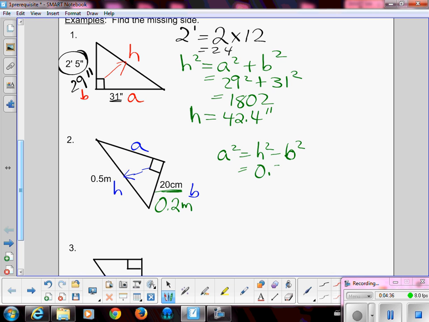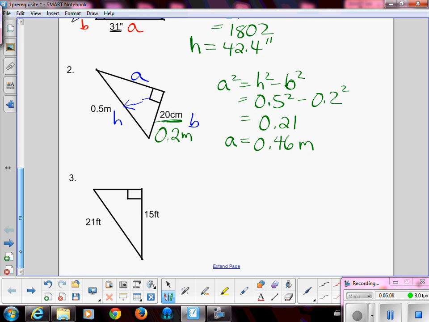A squared this time equals H squared minus B squared. Substituting our information in, notice that the 0.5 is larger than the 0.2. Again, we bring out our calculator and do the calculation, and we end up with 0.2. Remember, that is not the side length. We have to take the square root of that. When we take the square root of it, we end up with approximately 0.46 roughly. And remember, that's going to be meters.